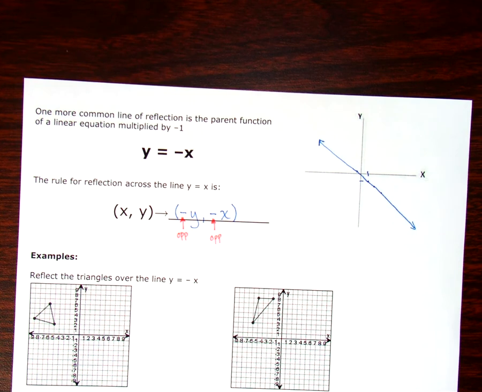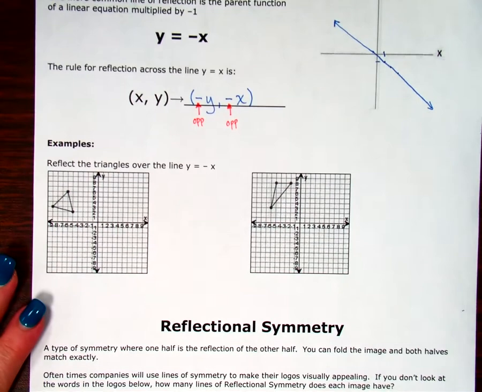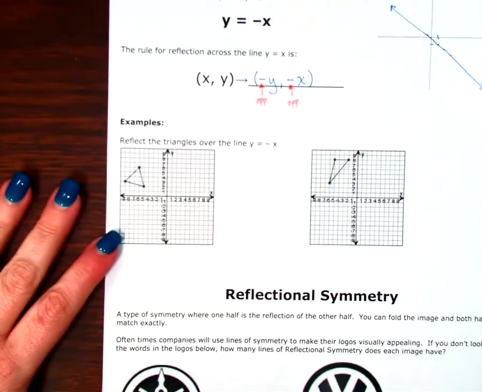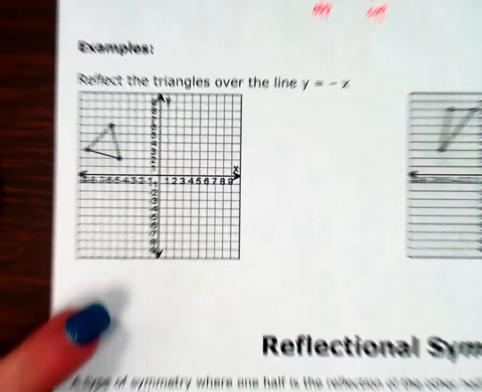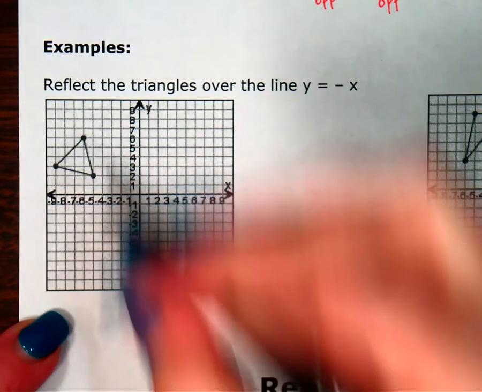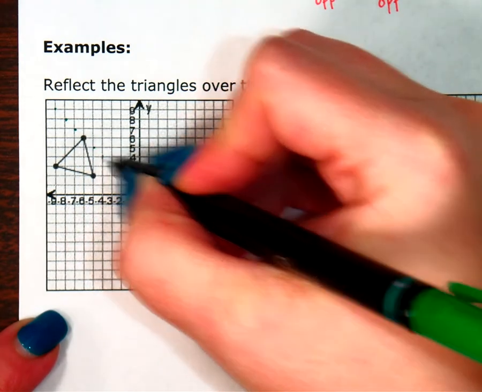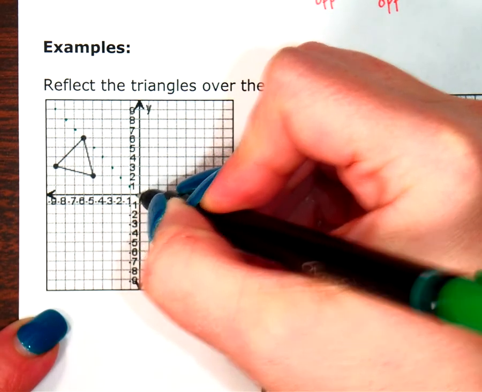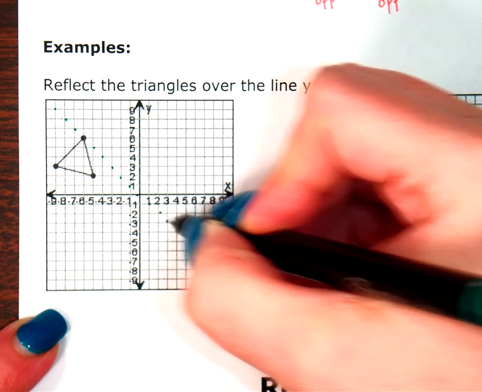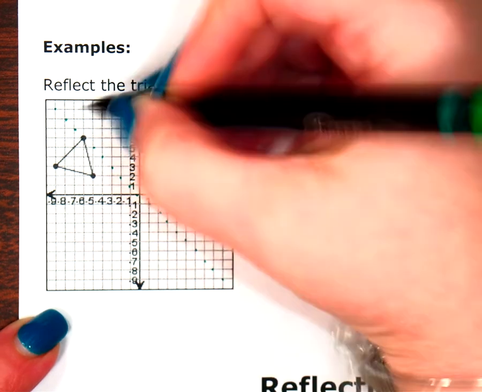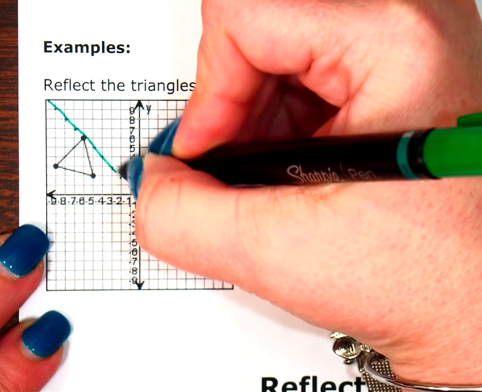Okay, so let's look at some examples. Reflect the triangles over the line y equals negative x. So the first thing I'm going to do, just like I did before, is graph that negative x. And let me zoom in so that we can see a little bit better. Again, just like I did last time, I'm going to put all my little dots so that it's easier for my eyes to have a line of sight of where to draw that line. The more dots I have, the easier it is to draw the line. So here is my line of reflection.